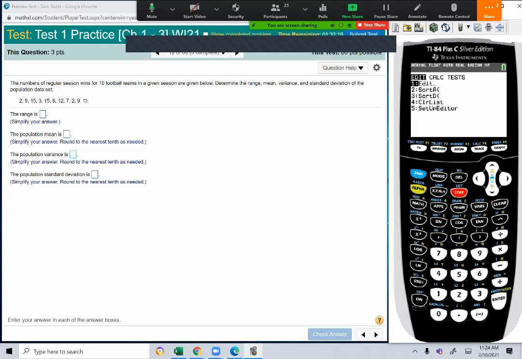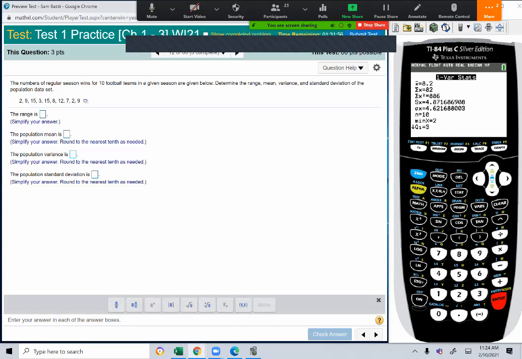Go to stat, calc, one variable statistics. Make sure there is no frequency there. Only in chapter 4 we put that, and then hit calculate. Okay, let me write them down. Range, guys, is the difference between the smallest and the largest. I have 15 and a 2, so that will be 13.